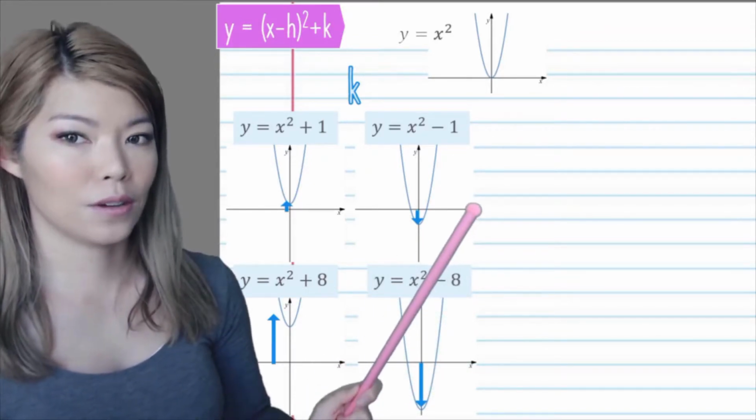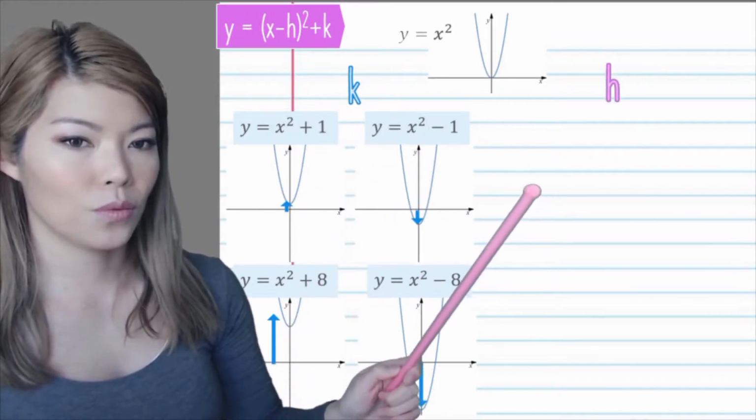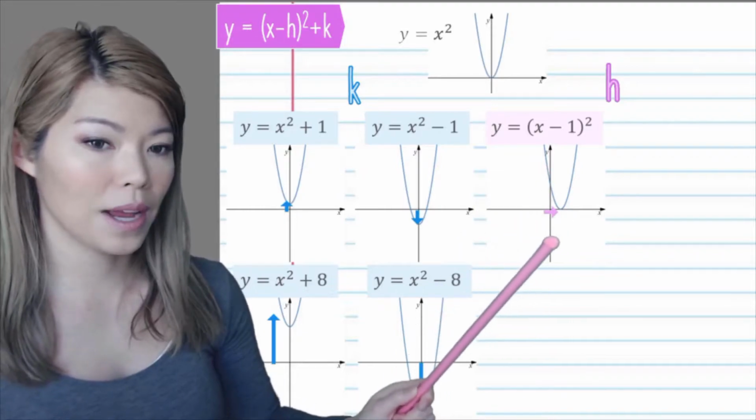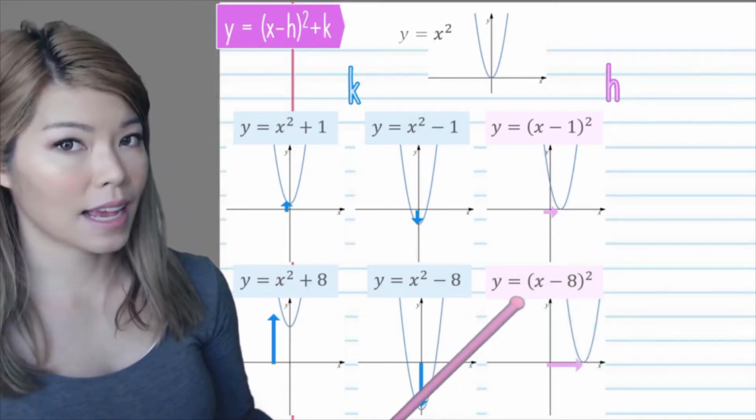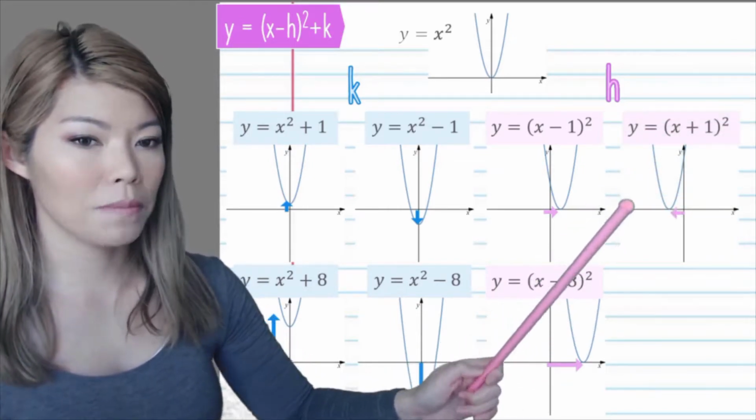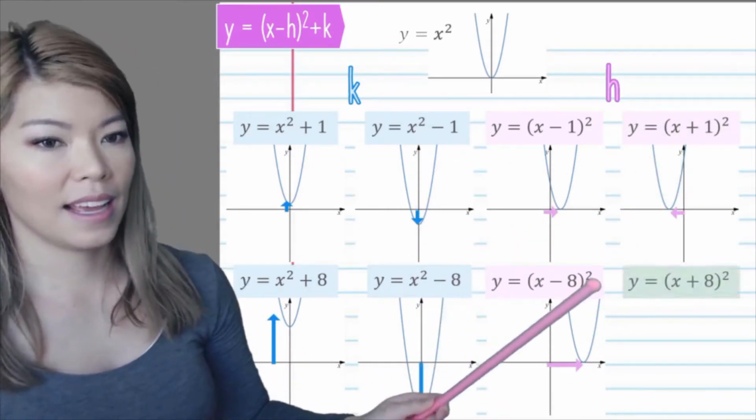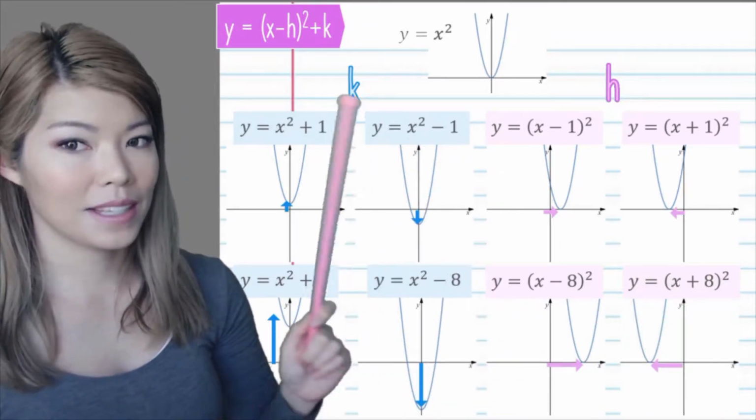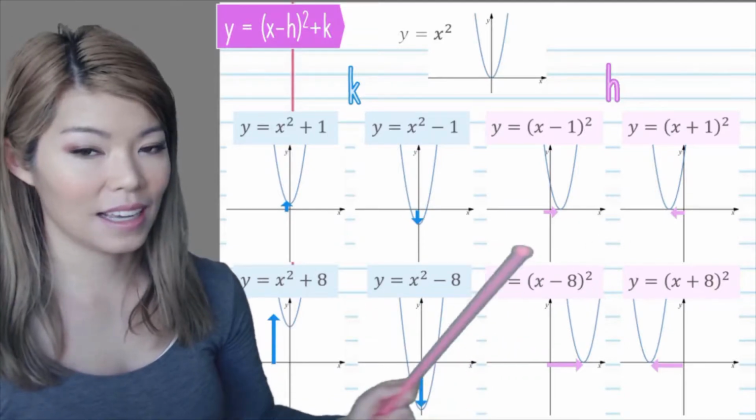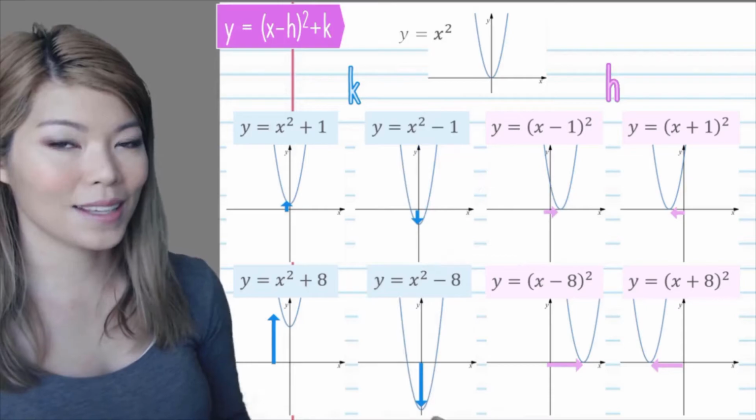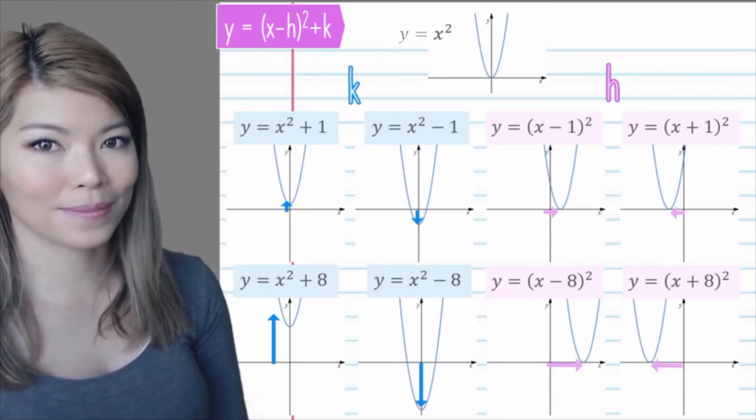In another video, we explored h. So what happens when we have an equation such as (x minus 1) squared? That means moving to the right by a little bit. (x minus 8) squared means moving to the right a lot. (x plus 1) squared means moving to the left a little bit. And (x plus 8) squared means moving to the left a lot more. So whatever's in the bracket, it's moving left and right. And whatever's outside the bracket, it's moving up and down. Revise this so you can continue the video and follow along.